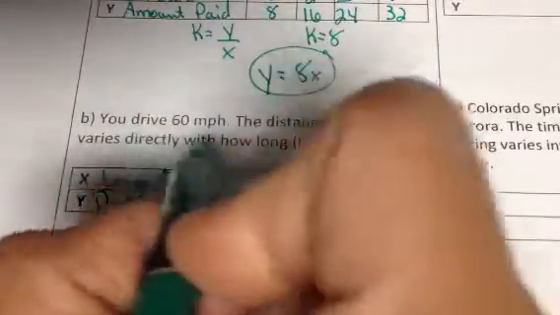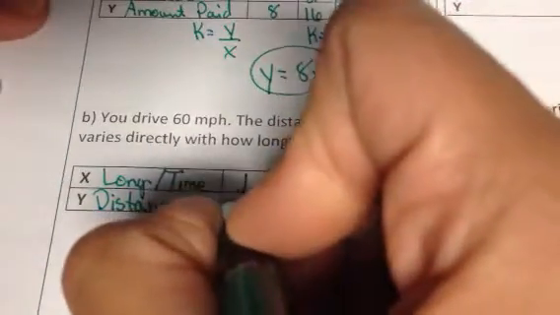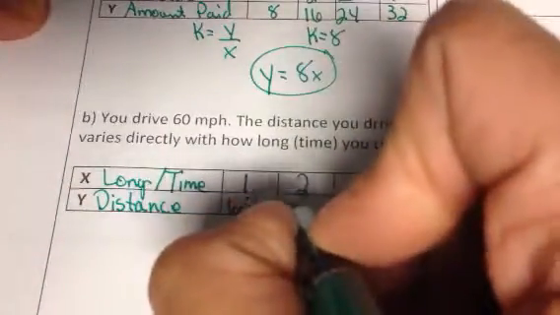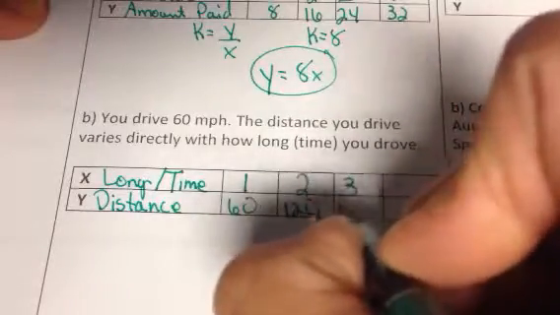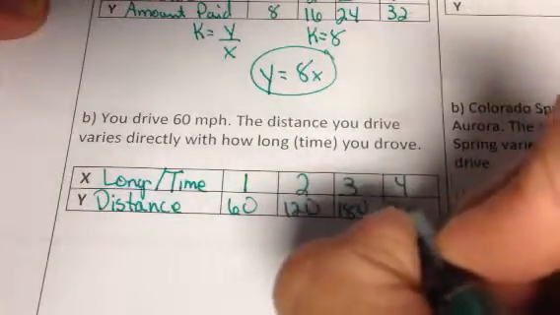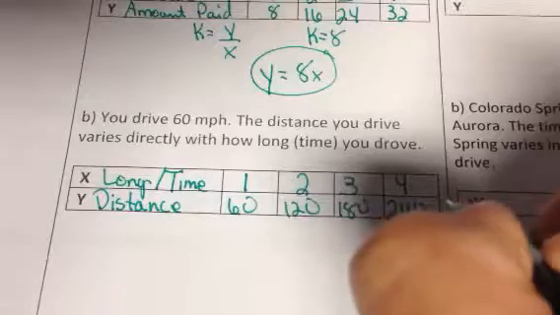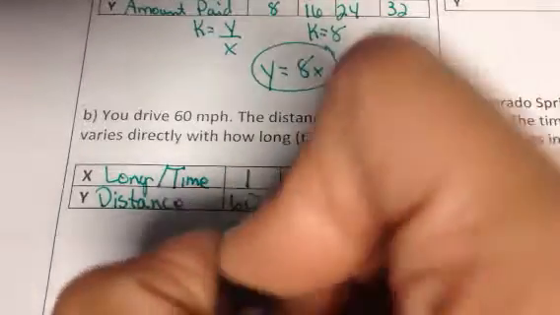So if you're driving 60 miles per hour, cruise control is set. If you drive 1 hour, there's 60 miles. If you drive 2 hours, 120, 3, 180, 4, 240. So what's the equation? Well, again, there's this constant ratio.